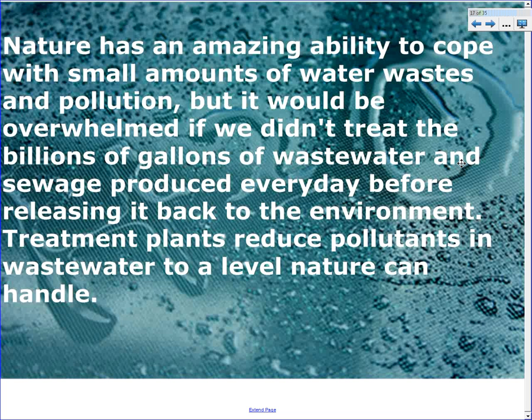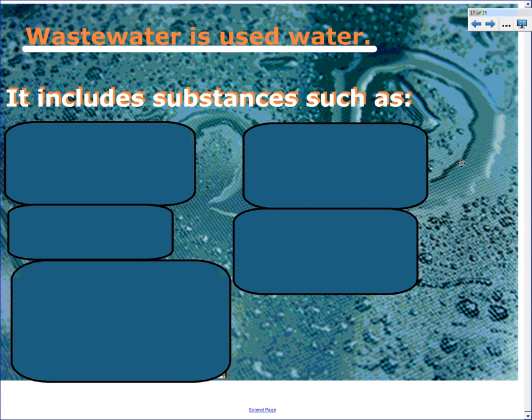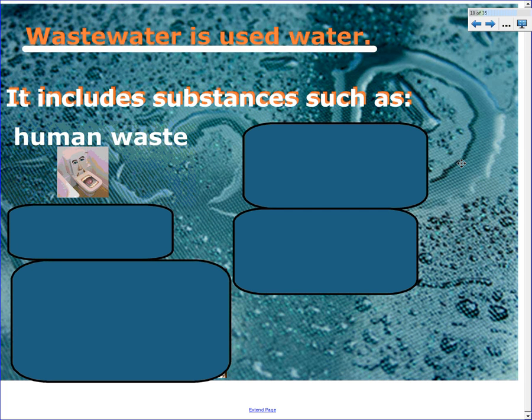No. So because of that, we have put into place things like sewage treatment plants to clean that water. Because if we didn't, there would be the possibility that you would turn your water on and things would flow out of it. Bugs and everything. Now, wastewater is used water. And wastewater includes substances such as human waste. So water that has been used includes human waste.